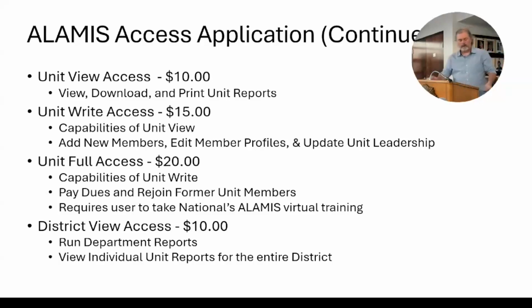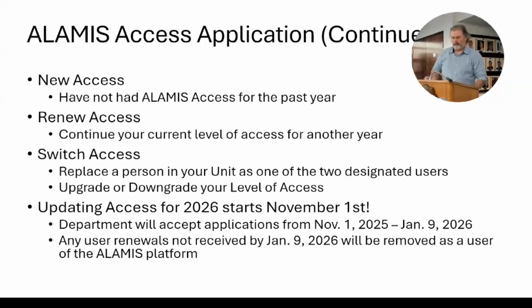All right. So I do want to go on to the different types of access. New access is going to be somebody who has not had ALAMIS access for the past year. So if you're new or you were in ALAMIS 2 years ago, you didn't have it last year, you would be added as a new access. Renew access is going to continue your current level of access for another year, just like your membership. So if you renew that, then you keep your access going.